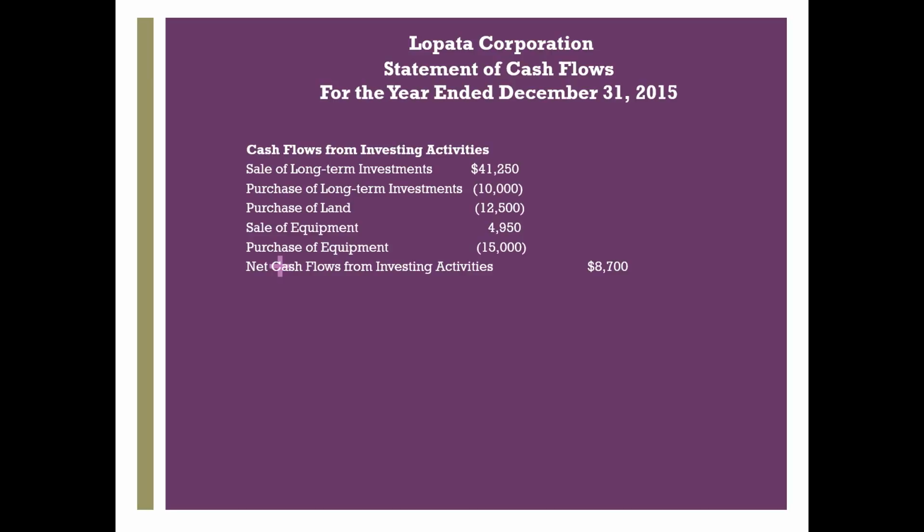Okay, the next piece, number 6, says we purchased equipment for $15,000. That one's very easy. We bought equipment, cash outflow of $15,000. So the net effect of all of our investing activities is $87,000 inflow.